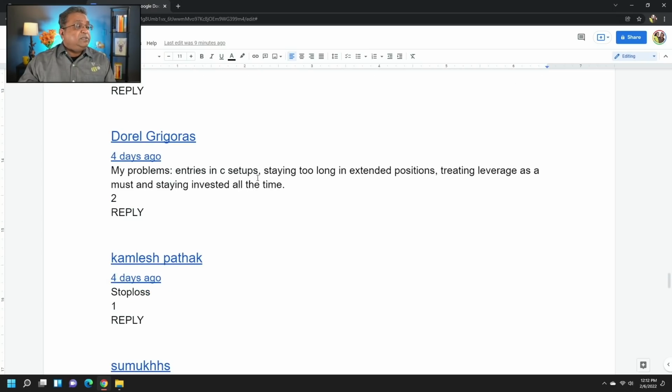My problem: entries in C setups, staying too long in extended positions, treating leverage as a must, and staying invested all the time. So your problems, if you can define the problem, your solution also, right? Entering in C setups. Why are you entering C setups? Only enter A setups, right? If you enter only A setups, the problem is gone. Staying too long in extended positions, again and again.